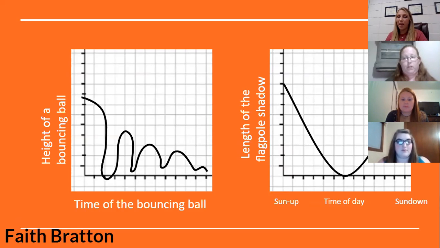For our next one, we have the length of a flagpole shadow. As you can see, it looks like a half circle because at the very beginning of the flagpole shadow, the sun is up, so it's showing that the reflection of the sun is high on the coordinate plane. In the middle of the day is our lowest time of the shadow, and at sundown, it's up against the other side.